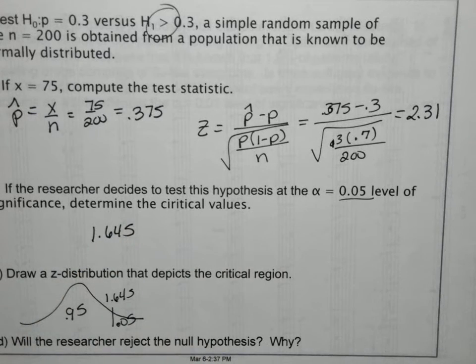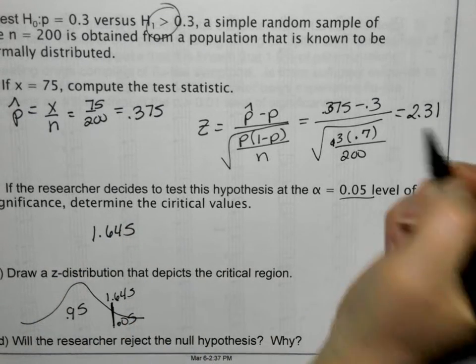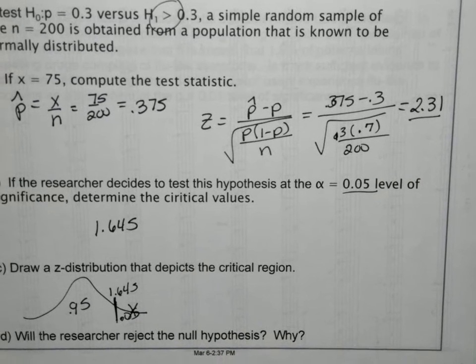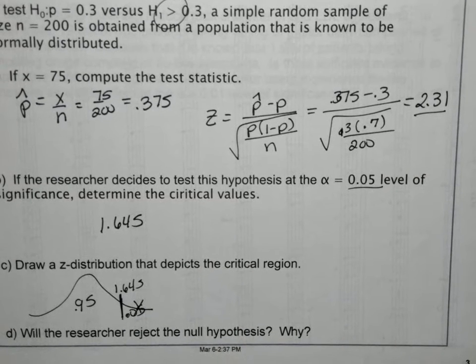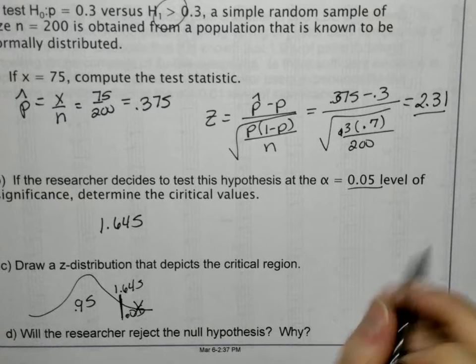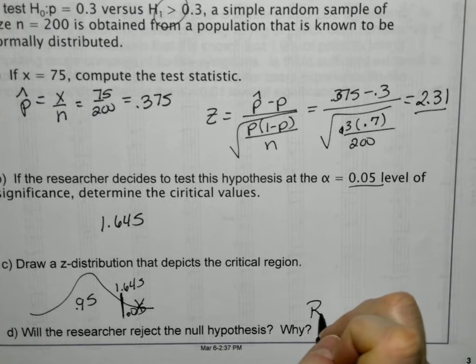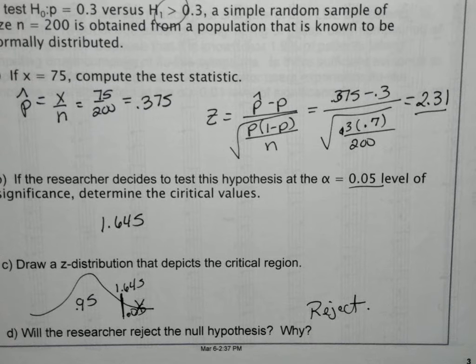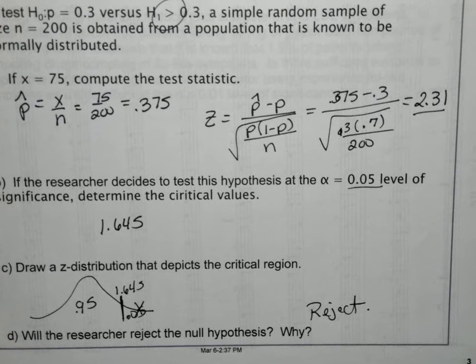And it's on the right, so 1.645 is my critical value. So here's my line. I'm at 2.31, so I'm somewhere over here. Do I reject or do I fail to reject? In this case, I'm in the rejection region, so I would reject the null hypothesis. And once again, the process is the same as it was before, so this is not new. I'm just reviewing it with you.